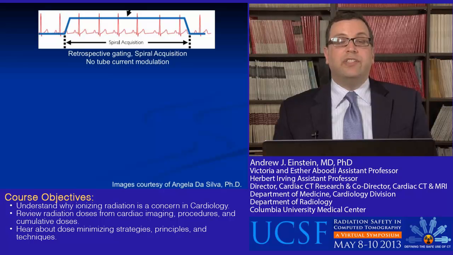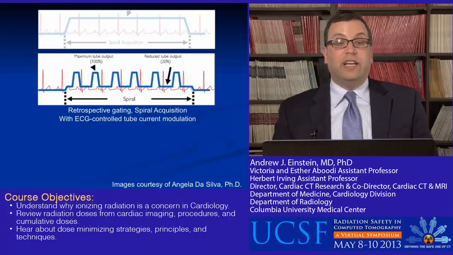When we first started using multi-detector row CT scanners, we used retrospective gating and a spiral acquisition, and we didn't have tools to decrease tube current at various times during the scan. That's the highest dose procedure.